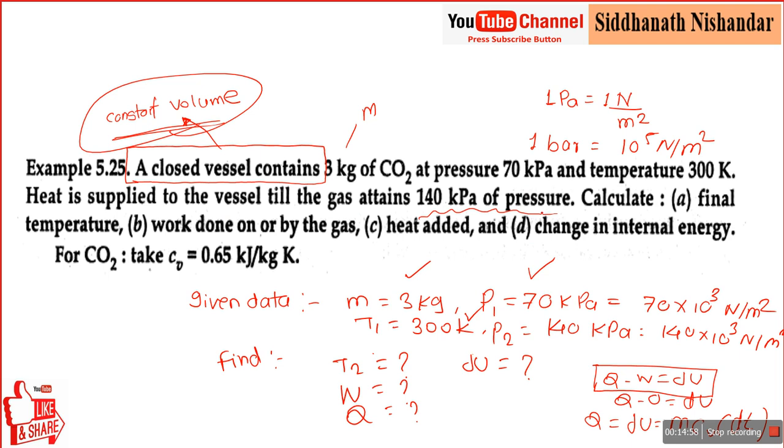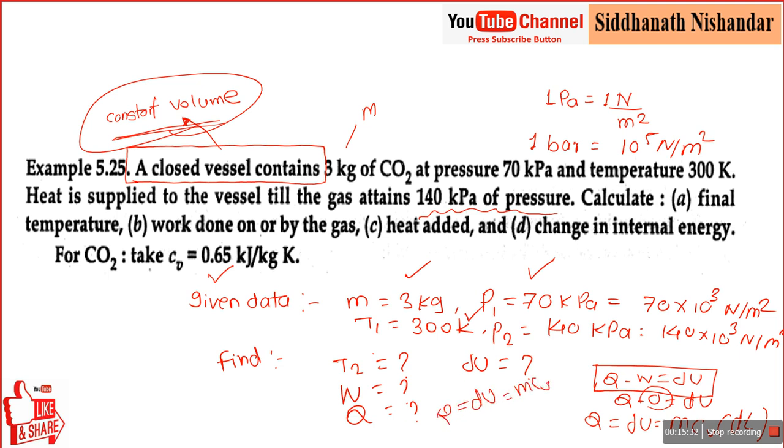So in a constant volume process, the amount of heat supplied is utilized to increase the internal energy. Work done is zero, and pressure also increases because the gas tries to expand. Calculate the final temperature, the work done by the gas or heat added, and the change in internal energy. For CO2, Cv is given. Then first we use the fundamental relation Q minus W is equal to dU. Work done is 0. They ask Q and W; if you find any one value, you can get both values.